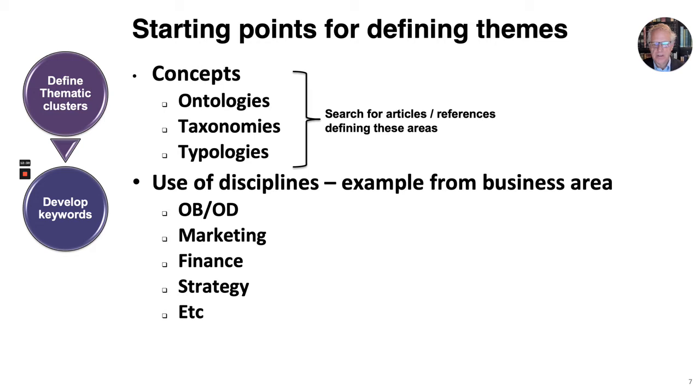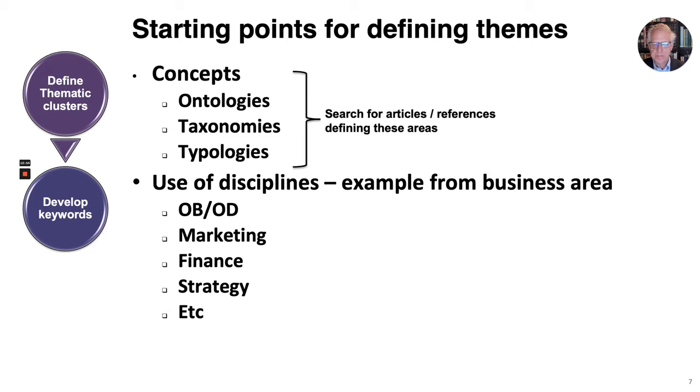Other areas like the word taxonomy. Some like the word typology. These words tend to be used interchangeably, even though they can be defined quite differently. But just be aware that in the literature they're often used interchangeably.